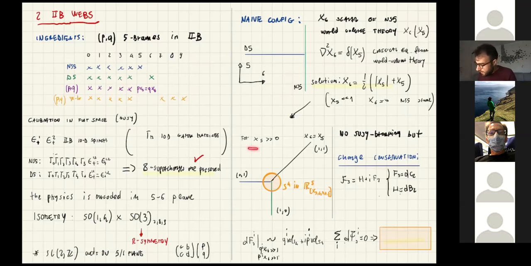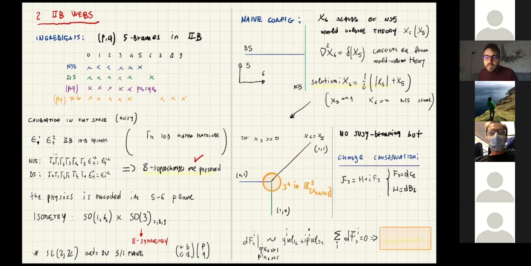But for X5 big, what we have is that the configuration gets distorted, and the solution for X5 big is this one, X6 equal X5. So this would be a solution for a 1,1 brane. So we have this configuration. So a 1,0 brane, which meets a 0,1 brane, will give rise to a 1,1 brane. So this is a naive configuration, and this is the actual configuration.